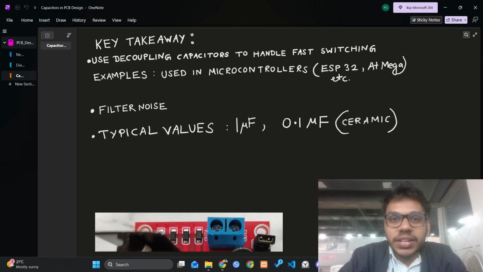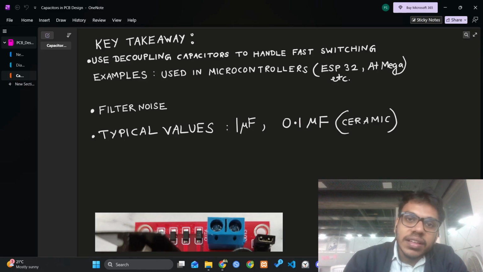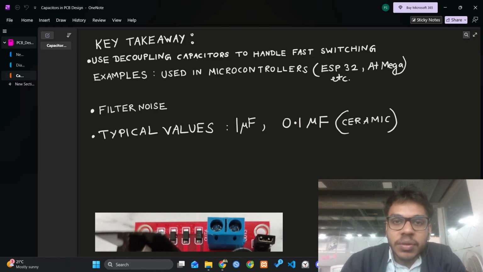Anyways, the key takeaway from this decoupling capacitor is that whenever you are designing a prototype and you need to use some fast switching IC or a microcontroller, then you need to put a capacitor called the decoupling capacitor, typically in the range of 0.1 microfarad or 100 nanofarad. You put it right beside the IC's power pin. It will serve two purposes. The first one is it will provide the instantaneous current, and the second purpose is it will help prevent the noise from escaping to the other parts of the circuit.